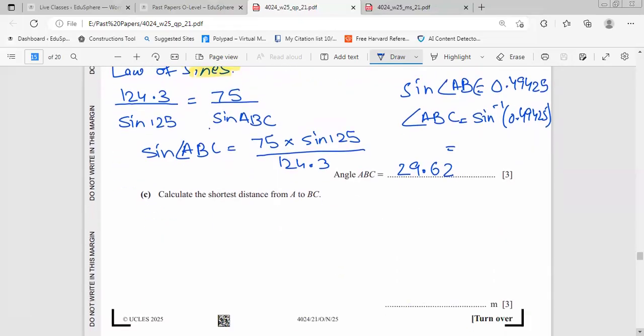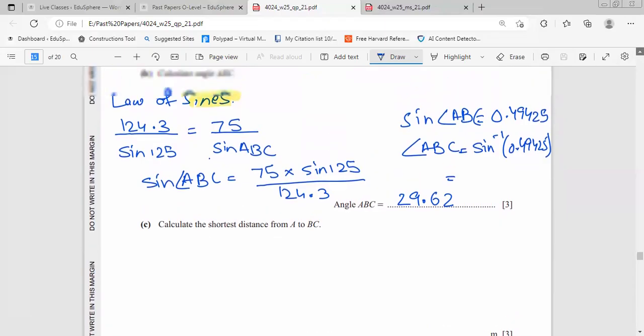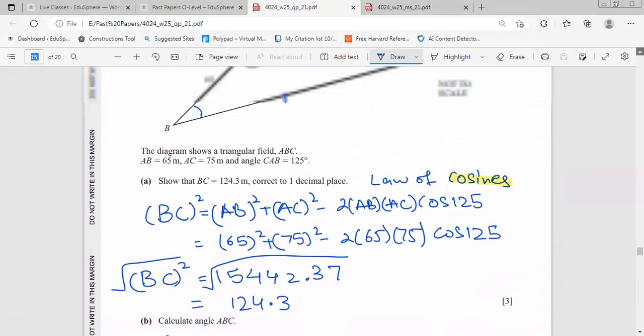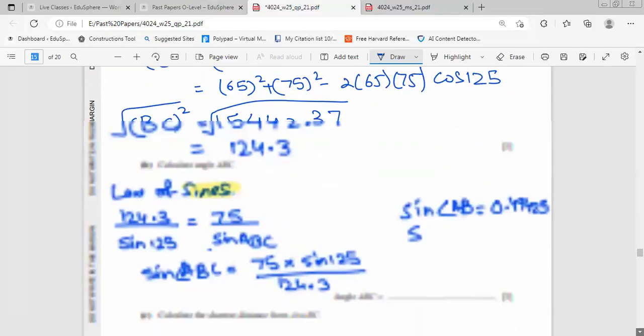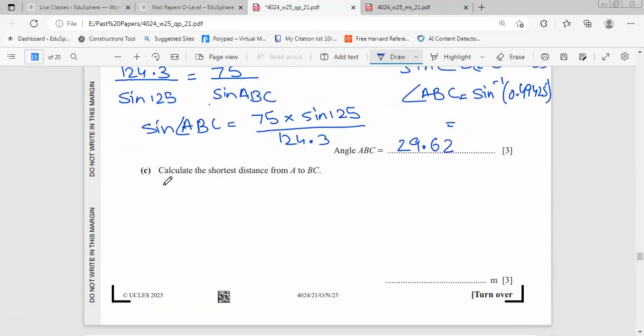Over here, I have to calculate the shortest distance from A to BC. This is going to be the shortest distance. The shortest distance means that we can use it as a right angle triangle. This is a right angle triangle. This angle we already know. So let me write it here. There will be a right angle triangle.